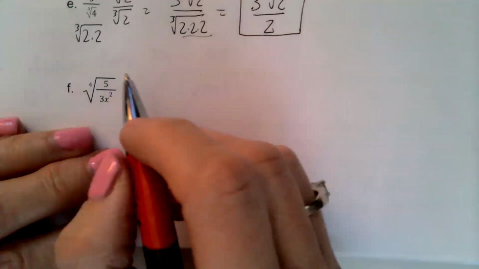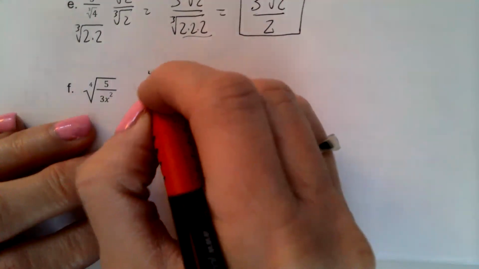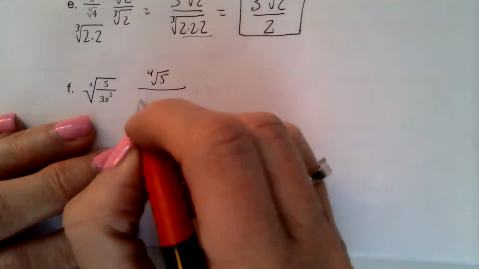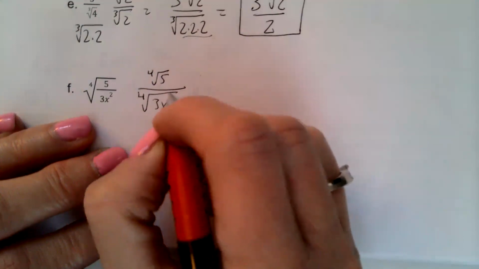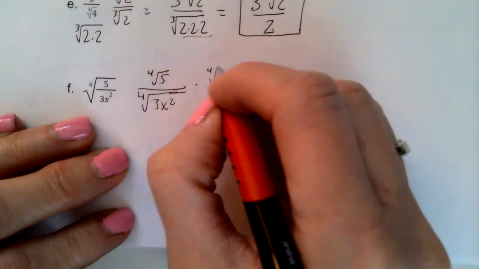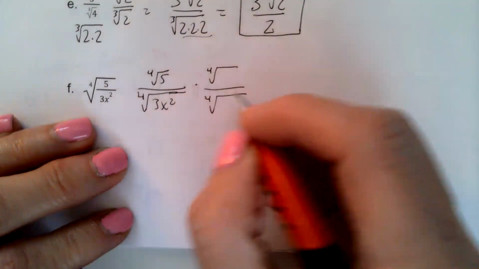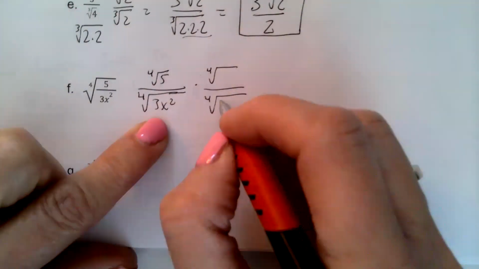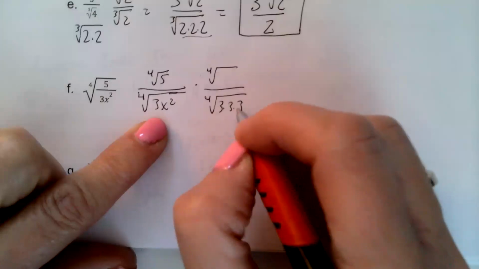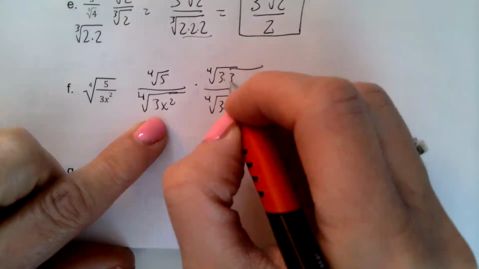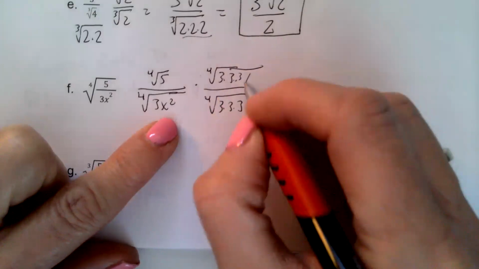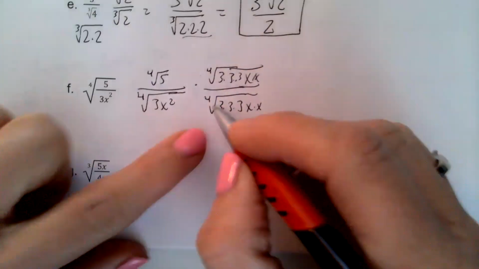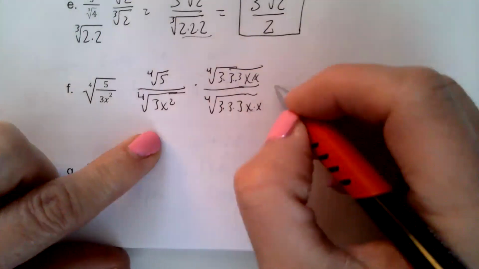We have the 4th root now. So I have to have 4 things. So this is going to be the 4th root of 5 on top, and then the 4th root of 3x squared. So I need to multiply by the 4th root of something. And so I have one 3, and I need 4 of them. So I need 3 times 3 times 3. So on top, I also need 3 times 3 times 3. And then I have 2 x's, I need 2 more. So x times x, x times x. Remember, whatever you multiply on the bottom to create your perfect root has to be on top.